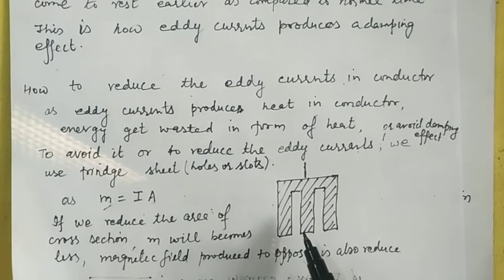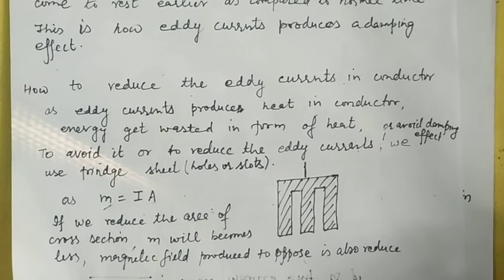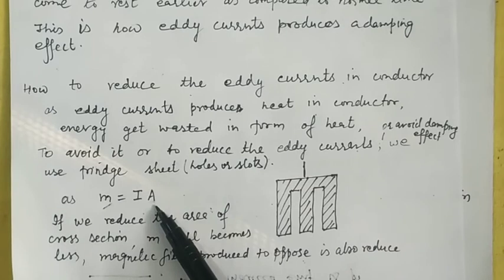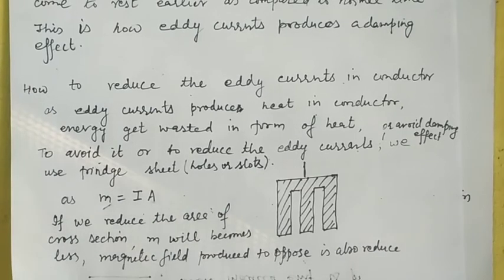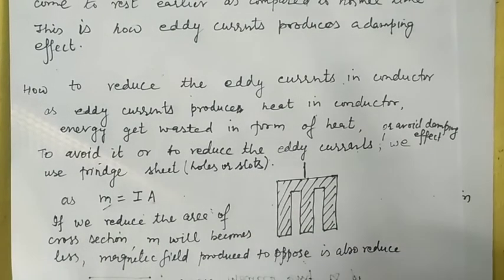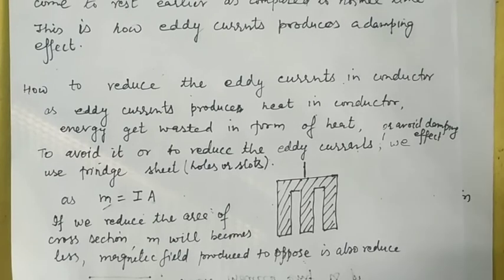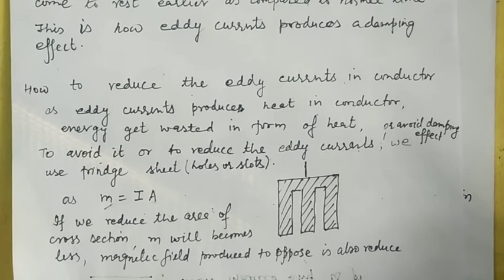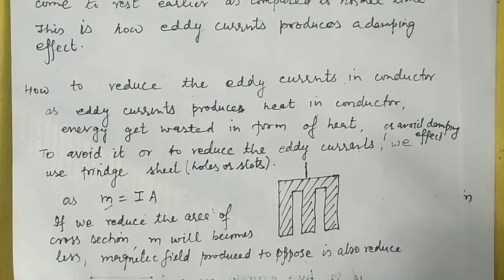If you use holes or slots in a conducting sheet, we are reducing the area. As the area is reduced, the magnetic field induced by this conducting sheet to oppose the damped motion is also reduced. So by using a fringed sheet, we can reduce the eddy currents and so the damping effect.